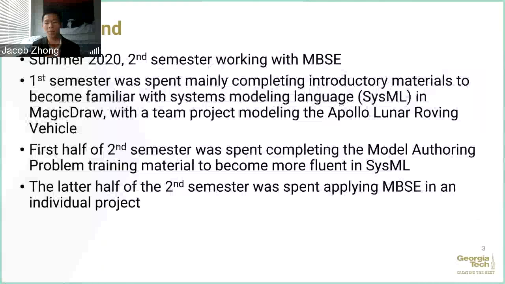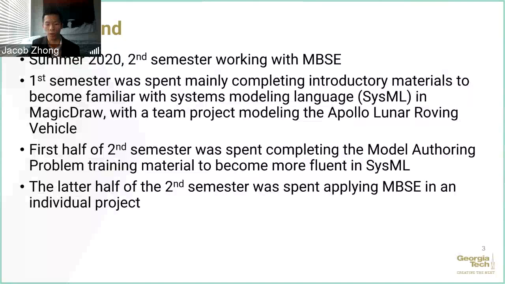The first semester I was working with Dr. Simtoy and Dr. Peak, it was spent mainly completing introductory materials to become more familiar with the systems modeling language, SysML, in MagicDraw, which is the program that we work in for the model-based systems engineering process. At the end of that semester, we worked on a team project for modeling the Apollo lunar roving vehicle. The first half of the second semester was spent completing the model authoring program.